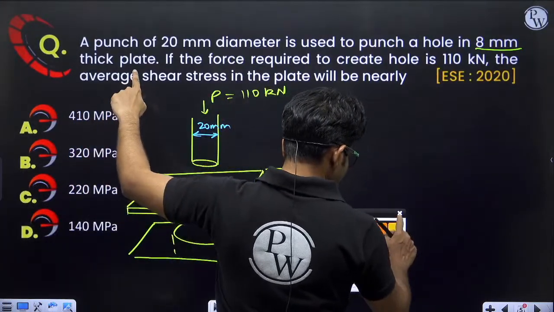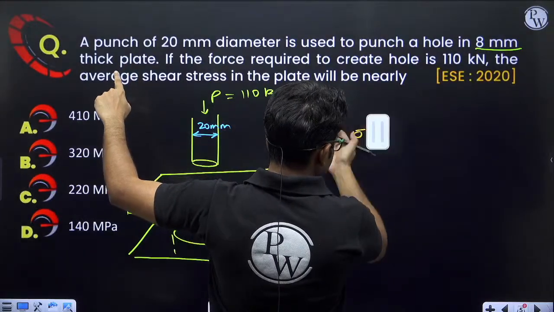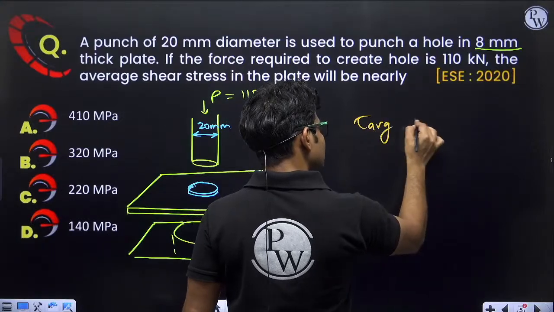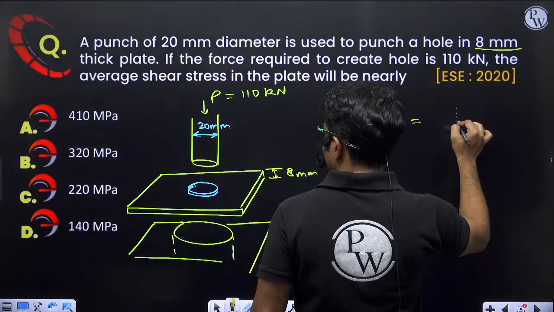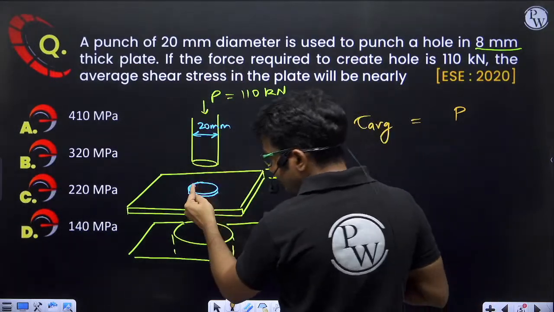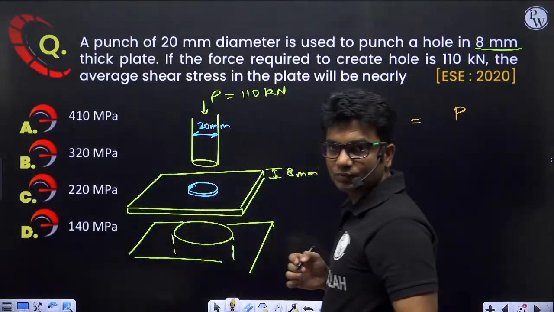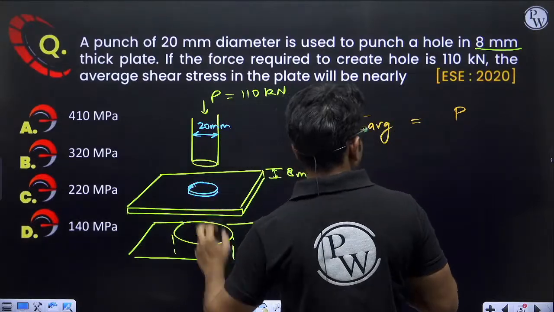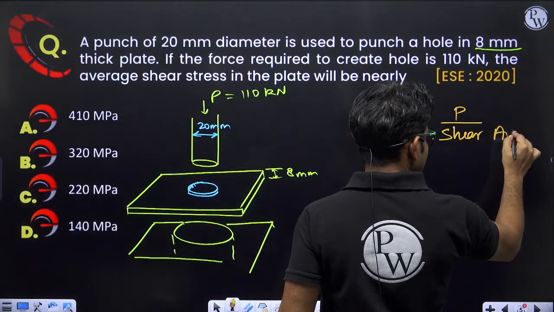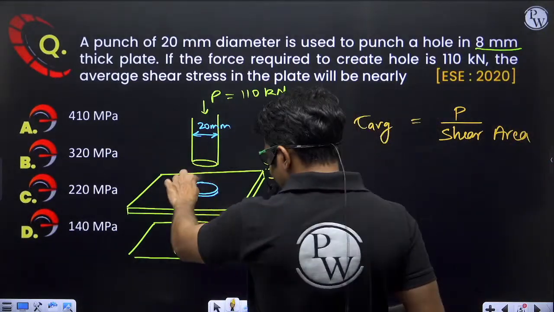Average shear stress, tau, will be equal to shear force divided by shear area. The total compressive force in this punch will be converted to shear force in the plate, so this much shear force will be applied on the plate. Shear force divided by shear area.